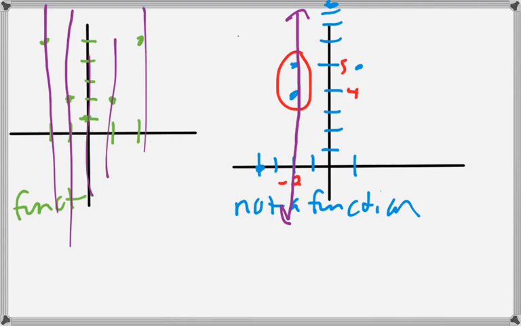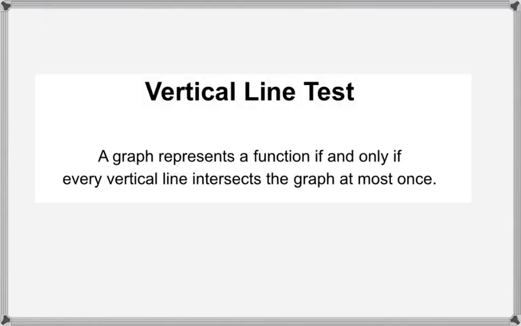So using this criteria leads us to the vertical line test. The vertical line test says that a graph represents a function if and only if every vertical line intersects the graph at most once. So you can look at it this way. If you can find a vertical line that goes through more than one point on the graph, it's not a function. If you can't find a vertical line that goes through more than one point, then the graph does represent a function.